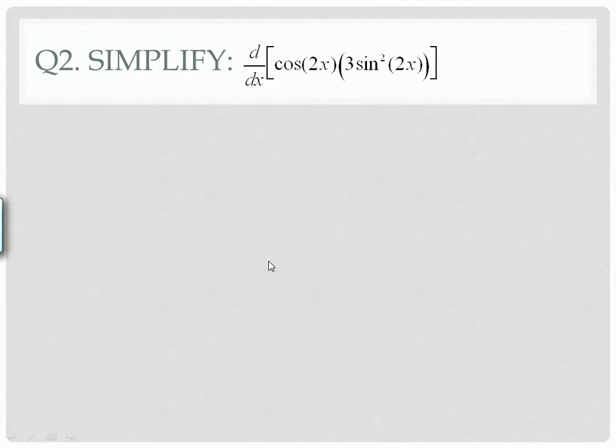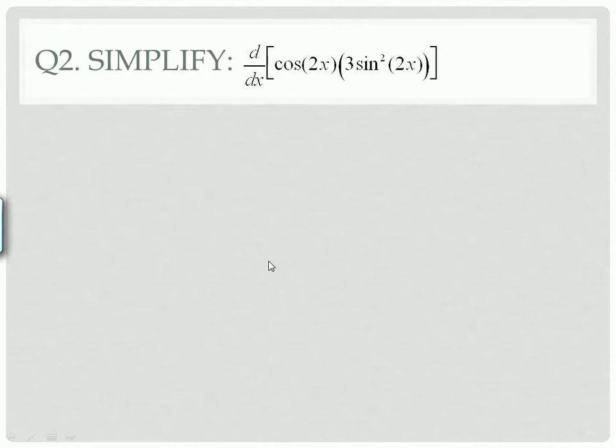Okay, and now for question 2 on our pretest. Here we're just finding the derivative. I have the derivative of this trigonometric function, cosine of 2x times 3 sine squared 2x. Now notice you could bring that 3 to the front if you want. I'm going to keep it exactly as it is.